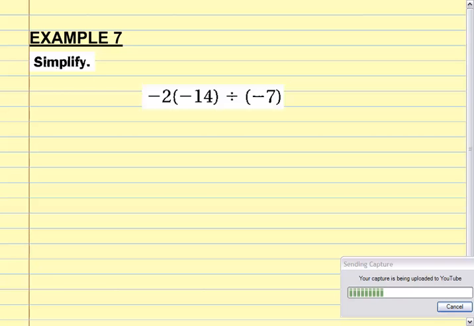Example number 7 says simplify. All right? Now, let me ask you this. Just a little question. How many terms do you see? Raise your hand. How many terms are up here? A little bit of a trick question. You guys are learning a lot. I love it.